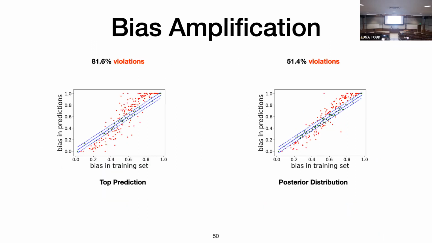So we evaluate the bias amplification using the distribution perspective again on the MAC2 data set we showed previously. The left one is the result for the top prediction, and the right one is the result for the posterior distribution. Again, the x-axis is the ratio in the training set, and the y-axis is the ratio in the prediction. The red ones are the violations. We do see that in the distribution perspective, we have less bias amplification than in the top prediction, but we still have a pretty large number of concepts showing bias amplification.